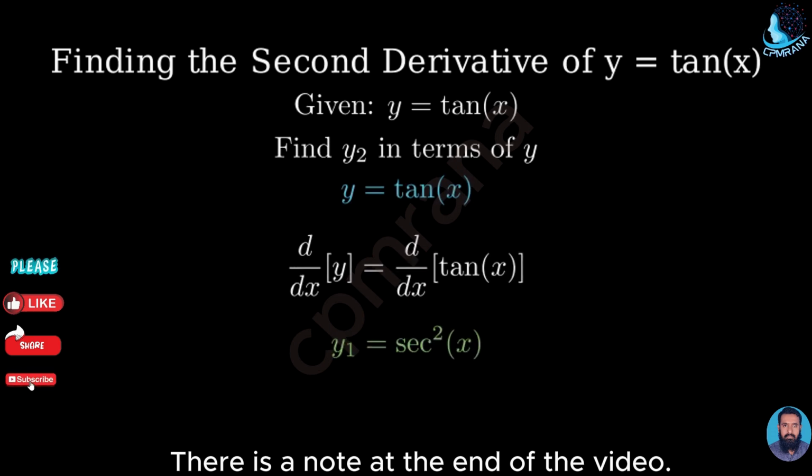To find the second derivative, we first need to find the first derivative. The derivative of tangent x is secant squared x. Now, for the second derivative, we need to differentiate secant squared x.